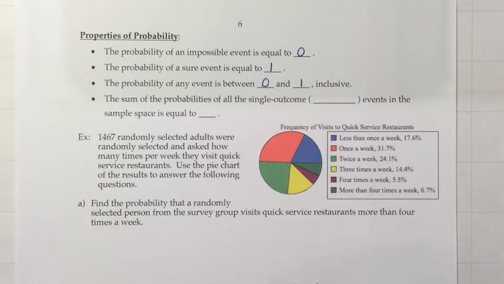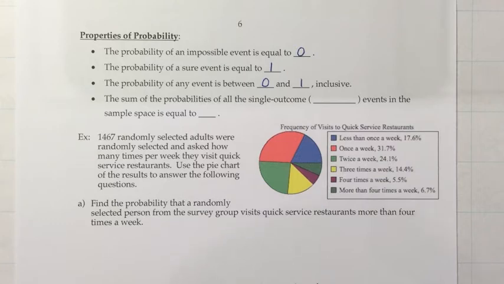If you get a negative answer, it's wrong. If you get 1 point something or anything bigger than that, it's wrong. Probability has to be between 0 and 1. So think about that when you get answers, and if you ever get something negative or bigger than 1, you know it's wrong, so go back and look at your work and see if you can figure out what went wrong.